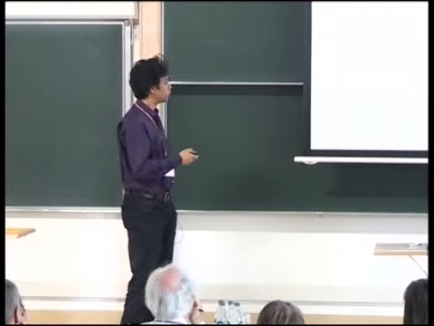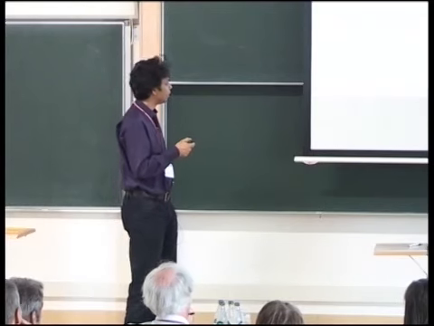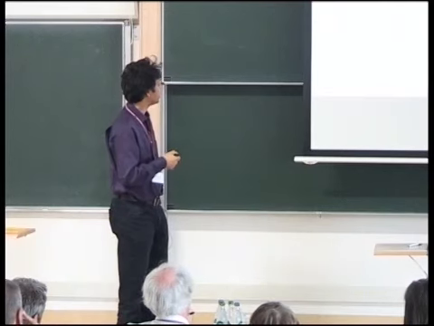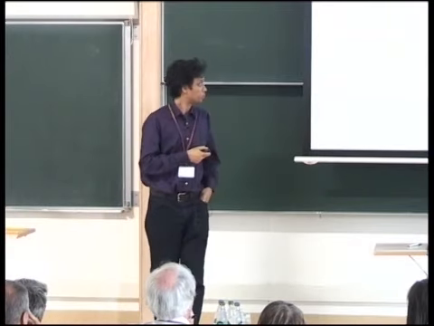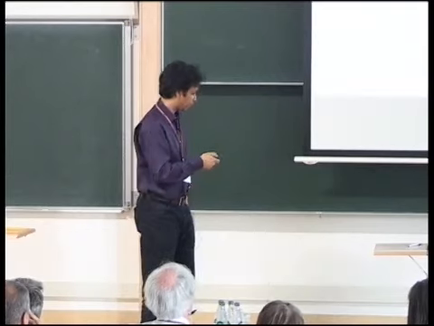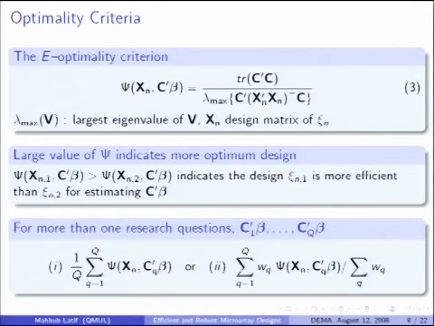So our goal is to minimize this variance, and note that here the variance factor is a function of research question C and the design. So research question is fixed beforehand, so we can play with design to make this variance factor smaller. So we want to find a design which makes this variance factor smaller. So as a function of this variance factor, we define some optimality criterion.